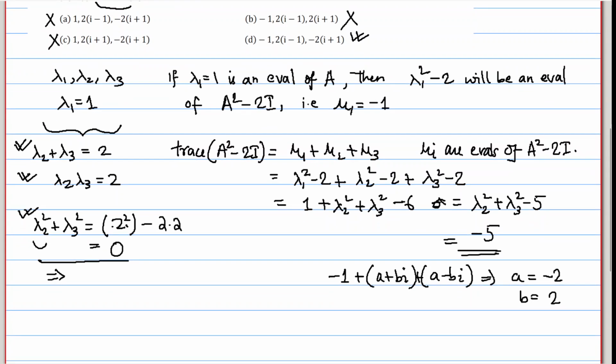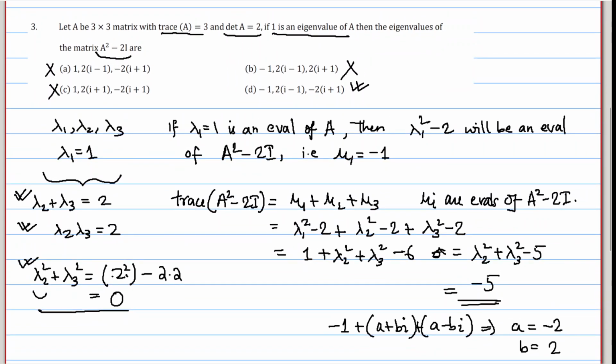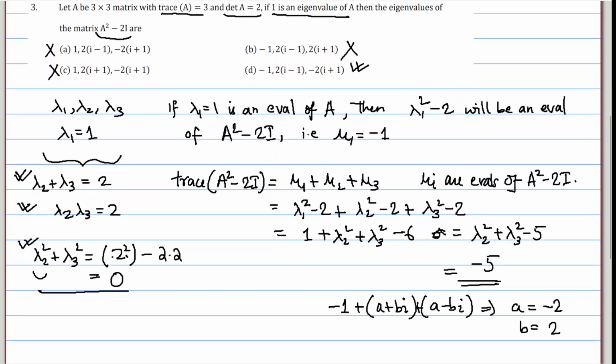Actually, the mistake on my side was that I concluded lambda 2 and lambda 3 are 0, but it is not possible because they are complex. It's only possible in case of reals, right? Is this okay? Yes.